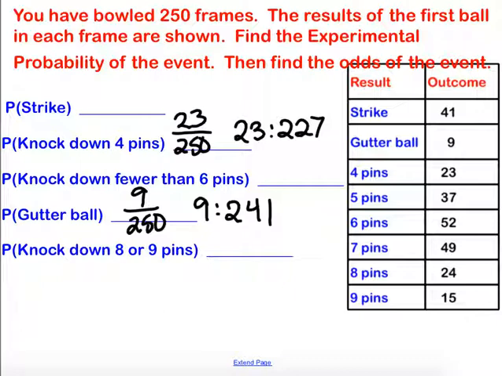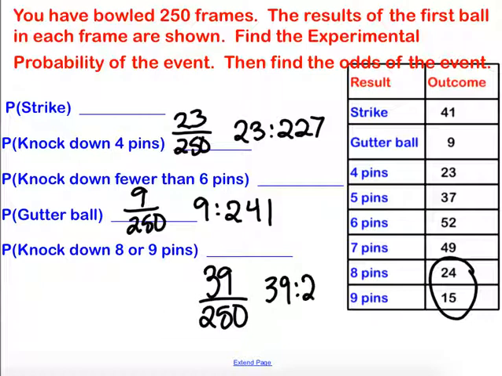Knocking down 8 or 9 pins, well, that means that we're looking at both of these two numbers. That means that we have 39 of them out of 250, that's the probability. And we could say my odds are 39 to 211. Okay, and of course we want to reduce as much as we can with any of them if it is possible.